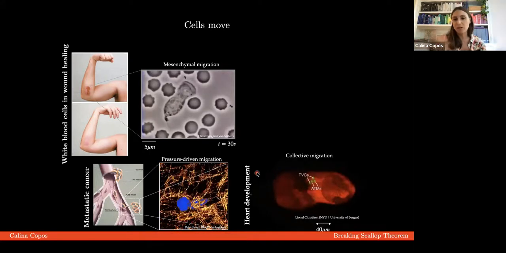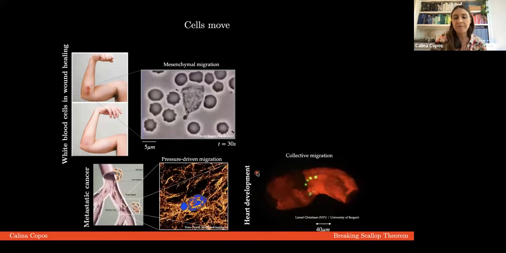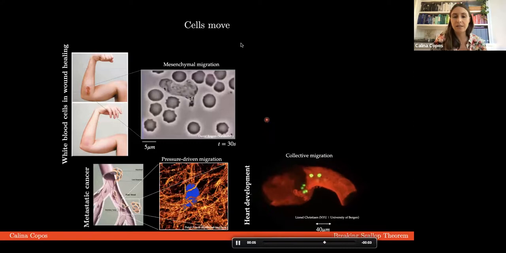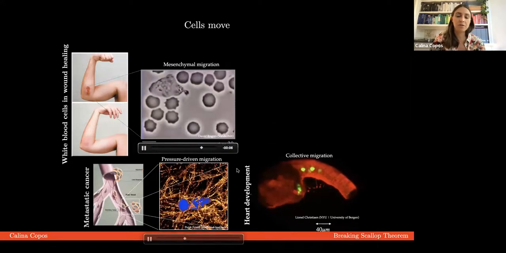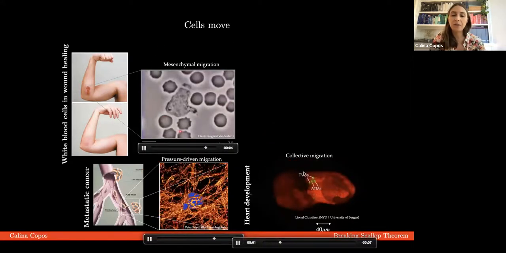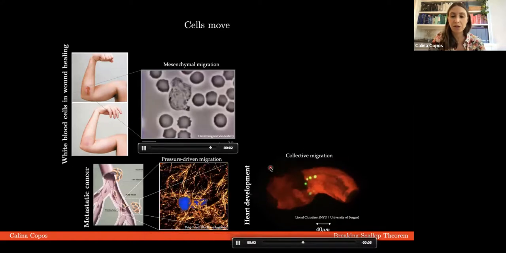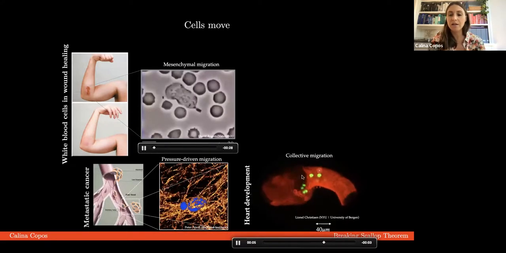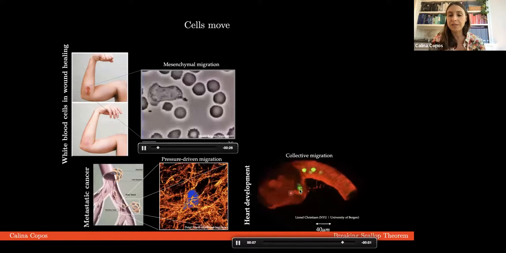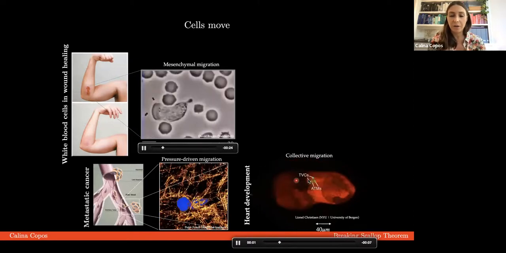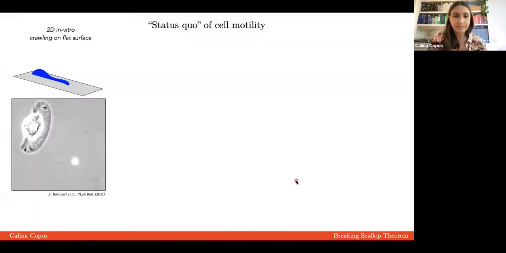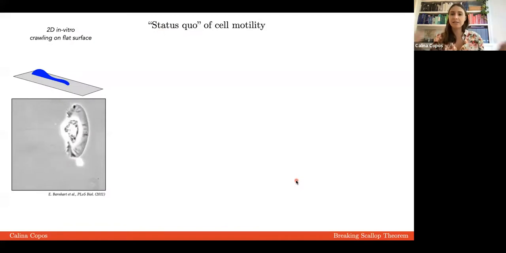And as we were just speaking earlier, the direction in this field is no longer to focus on single cell locomotion, but collective migration, and we do that in my group as well, the collective behavior of cells. We're interested in embryonic development. So what's the status quo of cell locomotion?